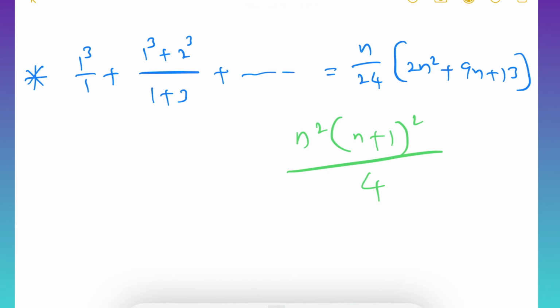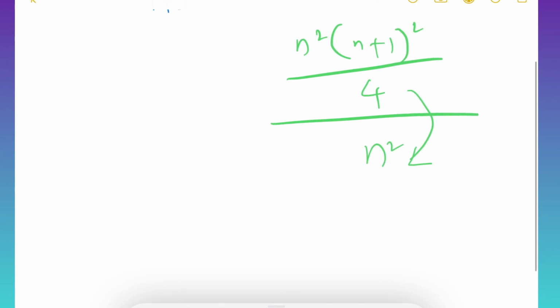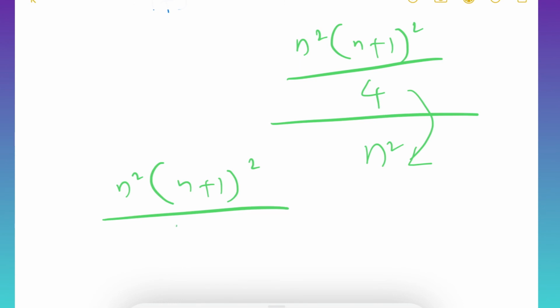Whole divided by the denominator, n square. So this will come down again as usual. So now the nth term will become n square into (n plus 1) whole square divided by 4 into n square, it is 4n square. So now for this given nth term, we need to find out the sum.